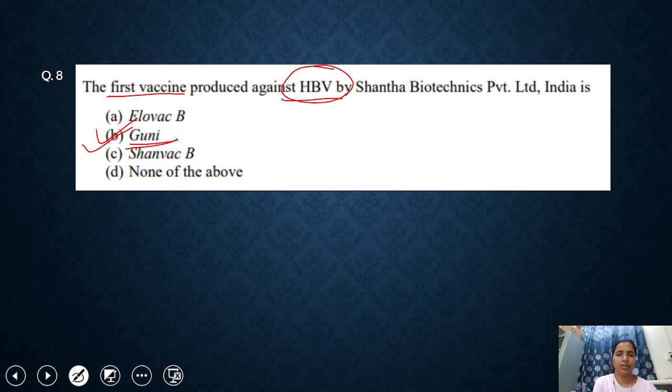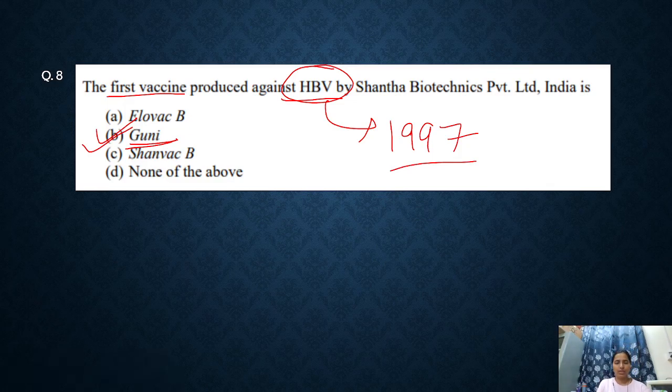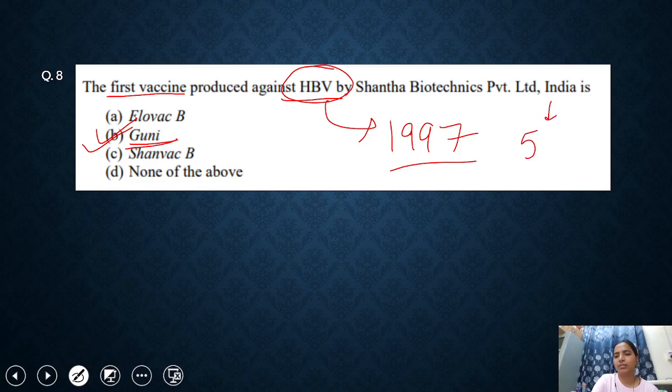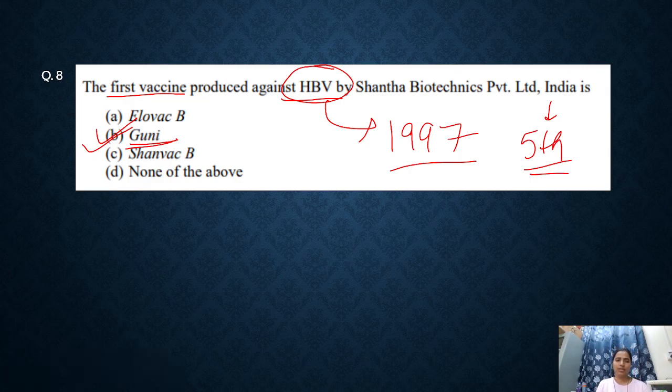Okay. And in which year did they produce this vaccine in India? It is around 1997 that this first vaccine was produced. And also, India was the fifth country at the time to produce this vaccine. So for this question, the answer is B.